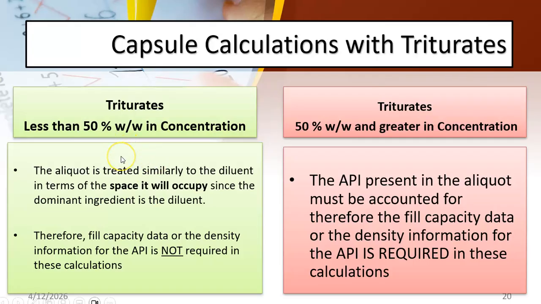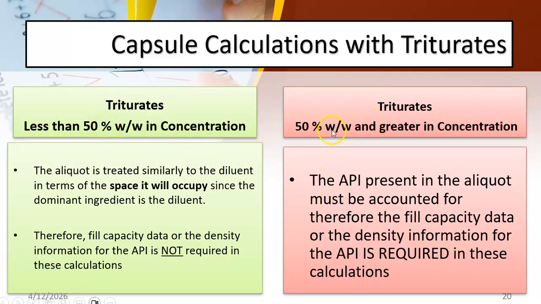There is a general rule that we're introducing you to, that if triturates are used to make capsules, if the concentration is less than 50%, right, then the aliquot is normally treated as though it is the diluent. Whichever diluent is used to make the triturate, the fill capacity of that is in the triturate. So if it's starch, then the fill weight of starch is what will be used in your calculation. So you do not need the fill capacity information really for a capsule if the triturate is less than 50%.